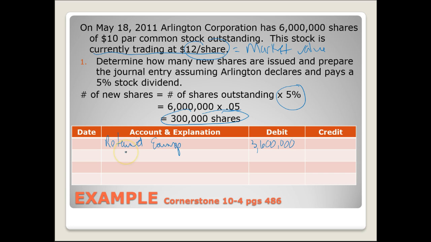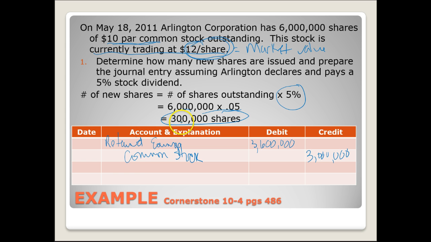Well, 300,000 additional shares is technically an increase in common stock. We increase the common stock account based on par value, right? So 300,000 shares times $10 par is going to be $3 million, and that still doesn't add up, right? What's the difference? It's a difference of $600,000. That's $2 per share difference.